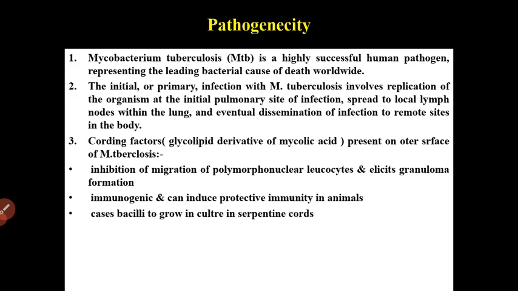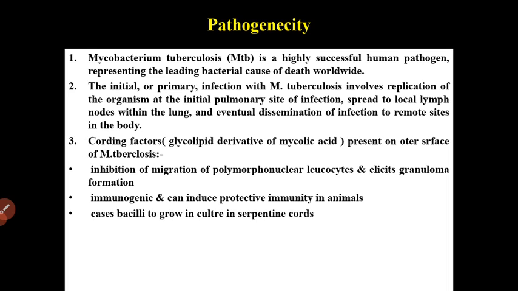First, pathogenicity. Mycobacterium tuberculosis is a highly successful human pathogen, representing the leading bacterial cause of death worldwide. You all know that. Its initial or primary infection with M. tuberculosis involves replication of the organism at the initial pulmonary site of infection, spread to the local lymph nodes within the lung, and eventually dissemination of infection to remote sites in the body, meaning overall.